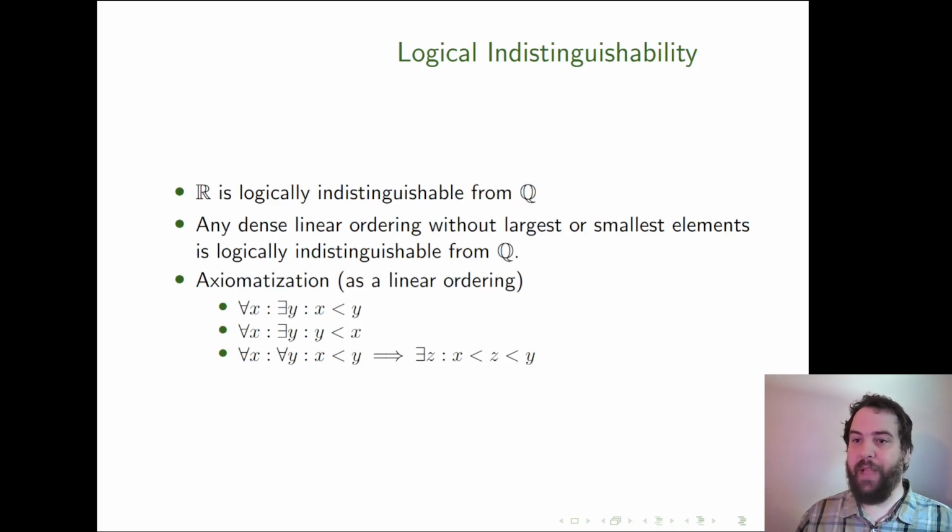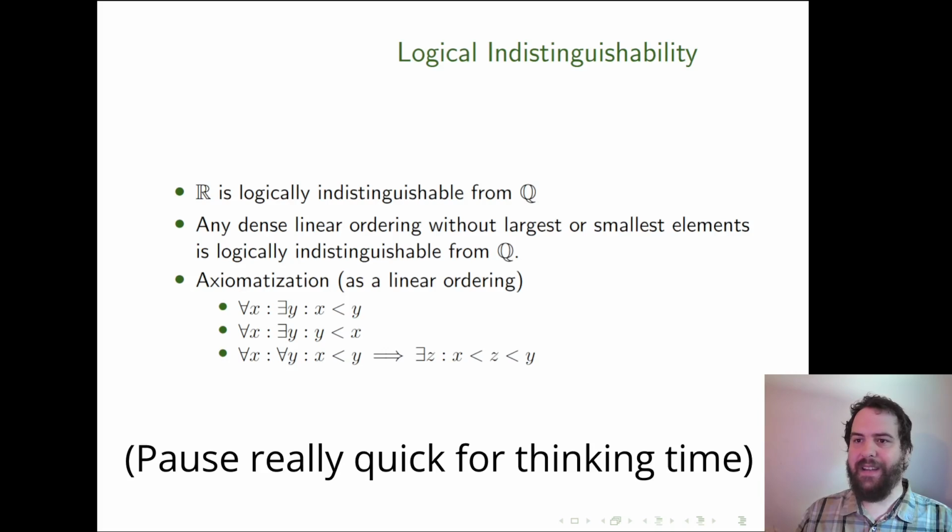So suppose that we're playing the Ehrenfeucht-Fraïssé game between R, with the traditional ordering, and Q, with the traditional ordering. And I'll let you think for a moment, what would happen if we played this Ehrenfeucht-Fraïssé game?